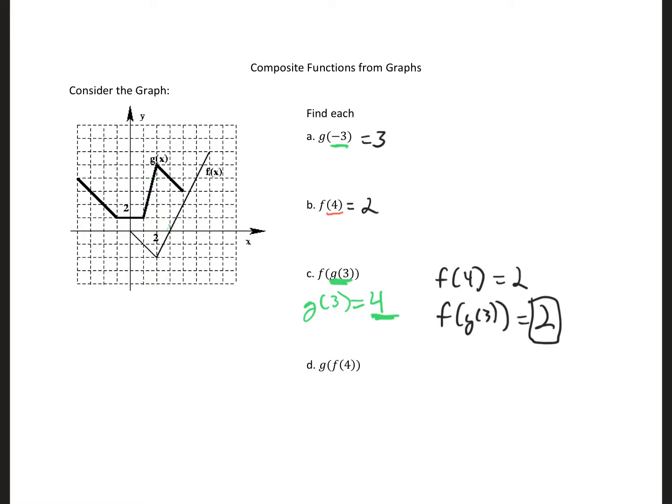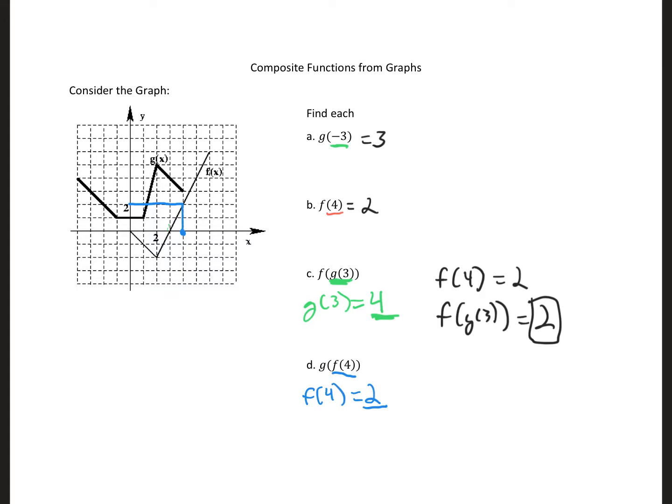f of g of 3 is the same thing as f of 4. Alright, so let's try and find g of f of 4 now. If we want to find g of f of 4, we would need to find f of 4 first so we know what to actually put into the g function. So let's find f of 4 first. If we go to 4 on the input axis, on the horizontal axis, the f function has a vertical height of 2. f of 4 is 2.